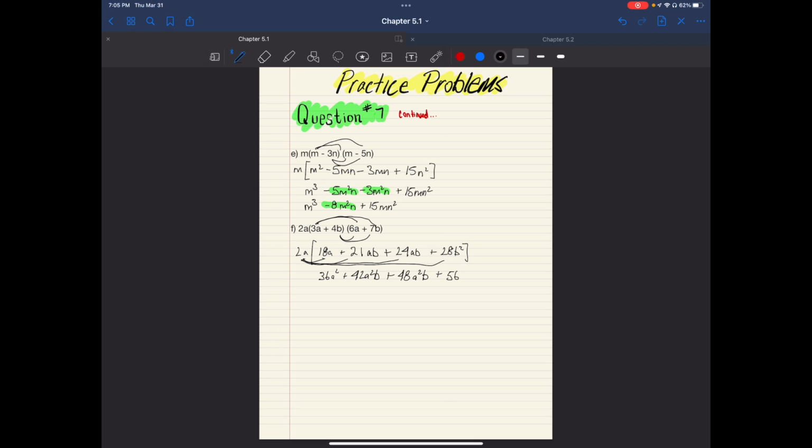What's that? 56ab squared. Combine like terms.